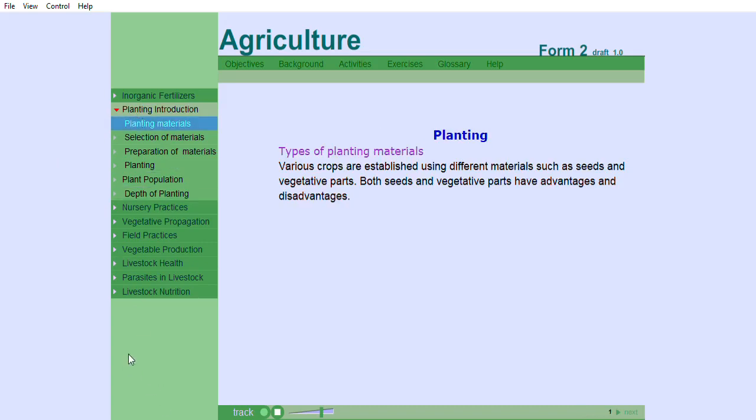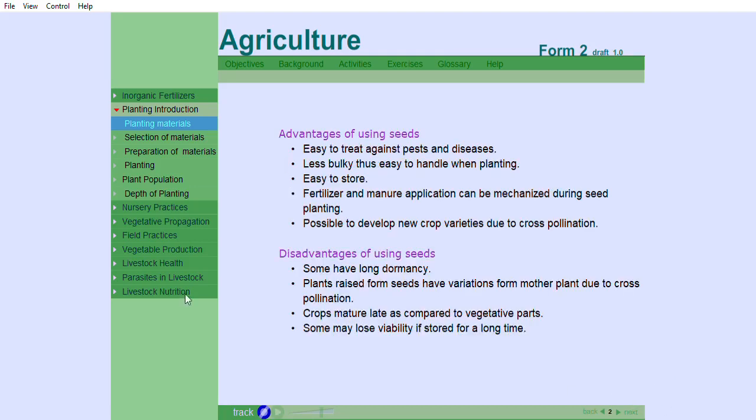Types of planting materials. Various crops are established using different materials such as seeds and vegetative parts. Both seeds and vegetative parts have advantages and disadvantages. Advantages of using seeds: easy to treat against pests and diseases, easy to store, fertilizer and manure application can be mechanized, and possible to develop new crop varieties due to cross-pollination.